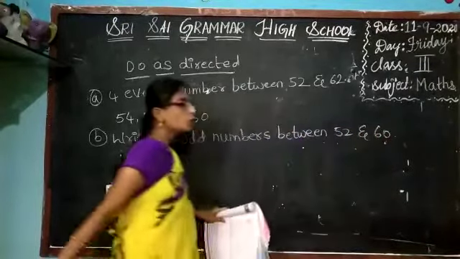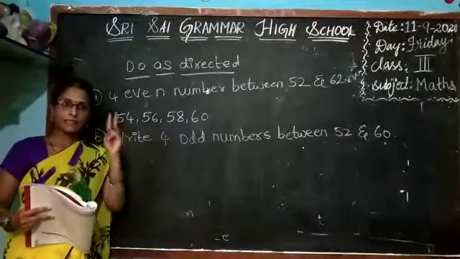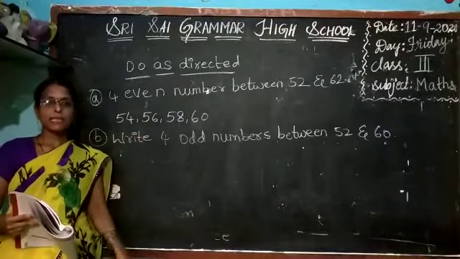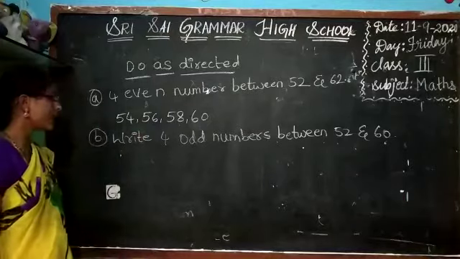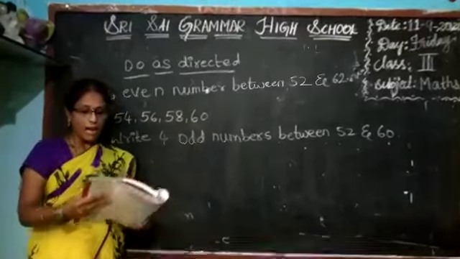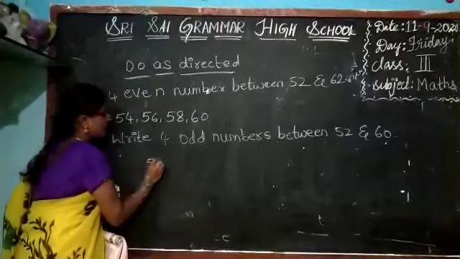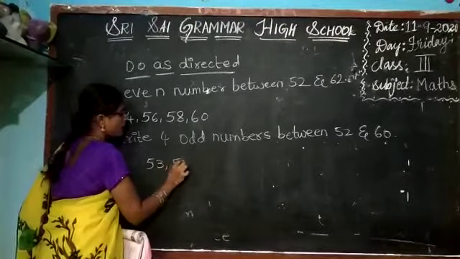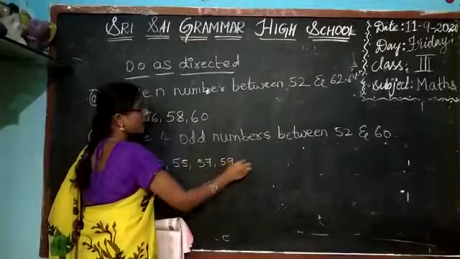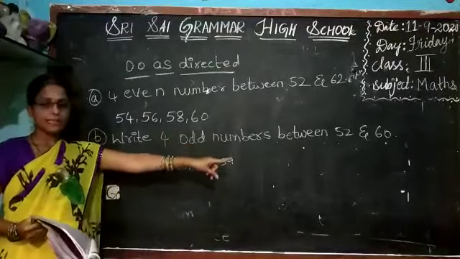2, 4, 6, 8, 10, 12 come under the even numbers. Then 3, 5, 7, 9, 11 come under the odd numbers. Now they are asking for odd numbers in between 52 and 60. After 52, what odd number will we get? 53. Next, 55. Next, 57. Next, 59. These are the four odd numbers in between 52 and 60.